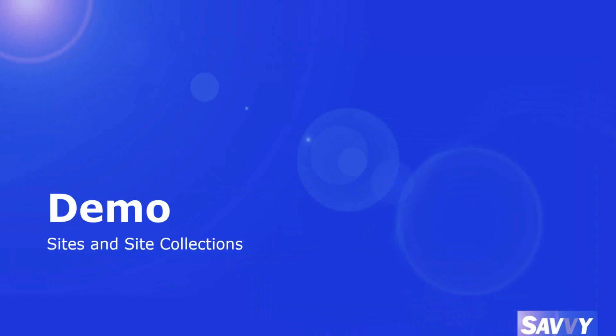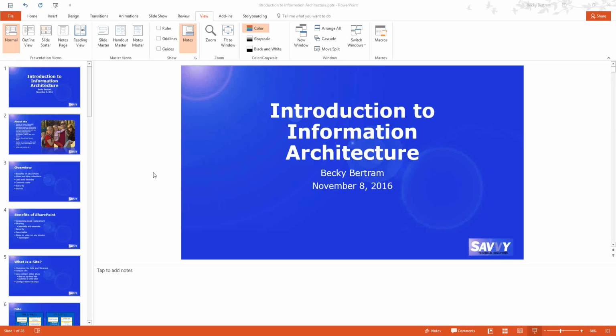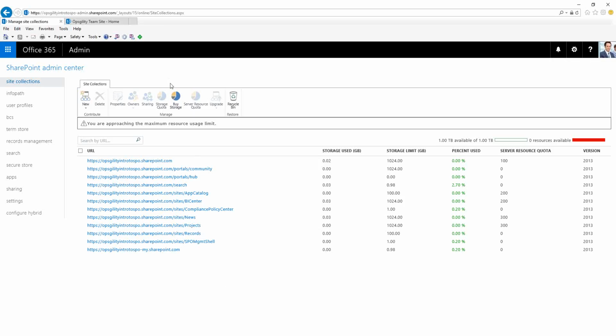So very briefly, I'm just going to navigate to the site collection page in Office 365. If I go to the SharePoint Administration Center, you can see all these site collections that have been set up for my tenant. Some of them came out of the box. This community site, this hub site, these sites that have the word portals in there, those were actually created when my tenant was created.